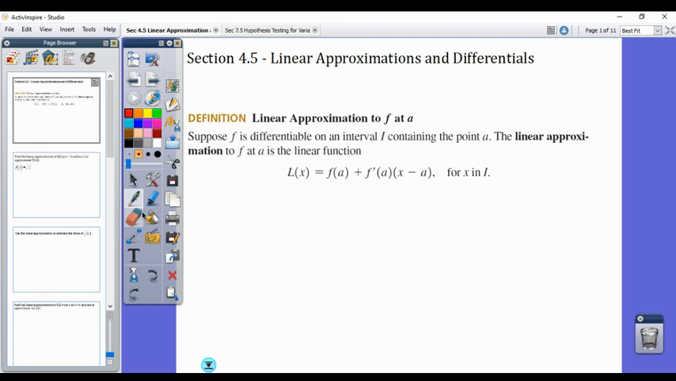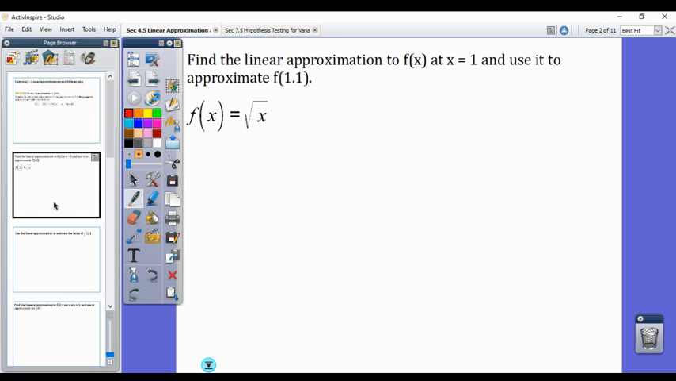The linear approximation is going to be represented by L of x. To get that function, we are going to plug in some value a to the original function, plug in that same a value to the derivative of our function, and multiply that by x minus the a value. Okay, so let's go ahead and do an example.